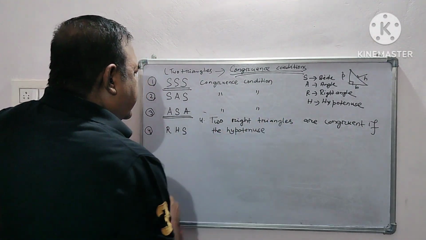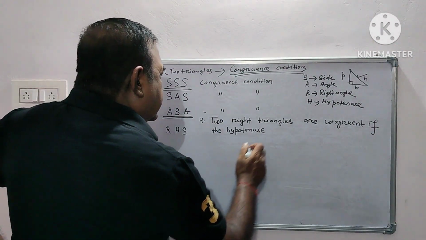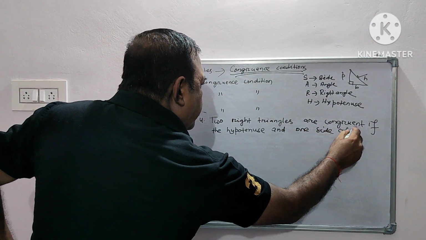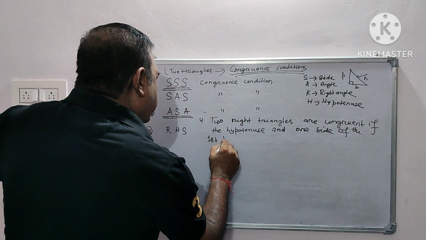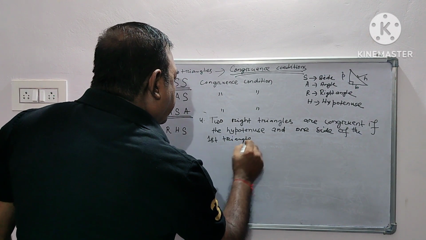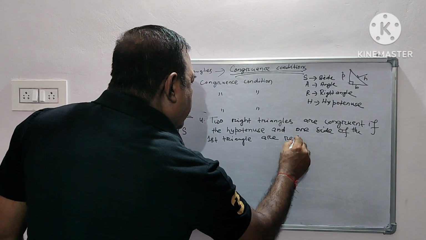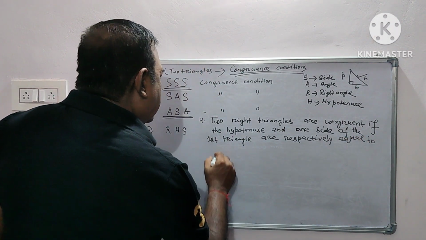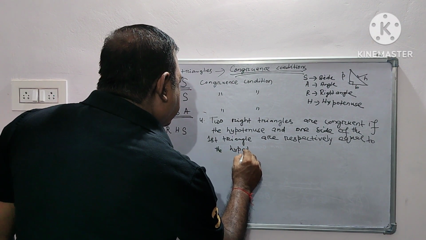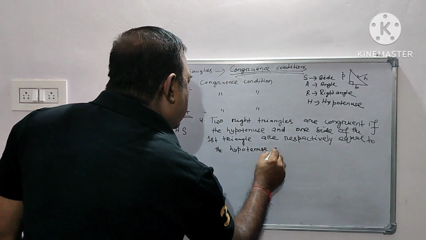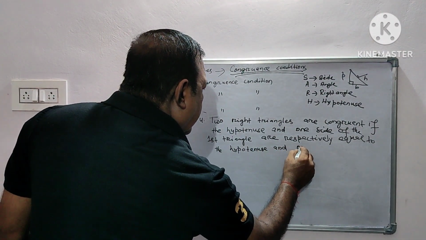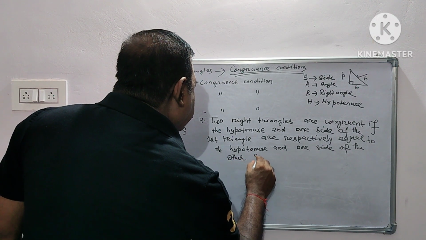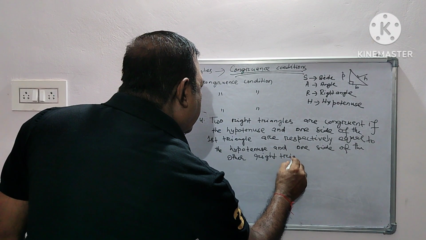So two right triangles are congruent if the hypotenuse and one side of the first triangle are respectively equal to the hypotenuse and one side of the other right triangle.